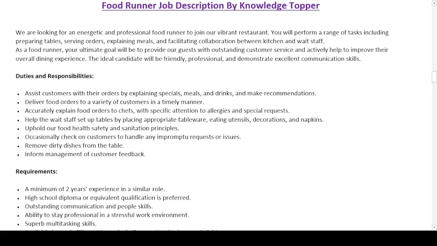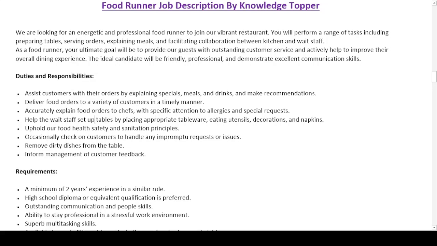As a food runner, your duties and responsibilities include: assist customers with their orders by explaining specials, meals, and drinks, and make recommendations. Deliver food orders to a variety of customers in a timely manner. Accurately explain food orders to chefs with specific attention to allergies and special requests. Help the wait staff set up tables by placing appropriate tableware, eating utensils, decorations, and napkins.